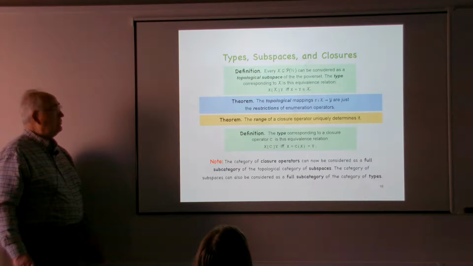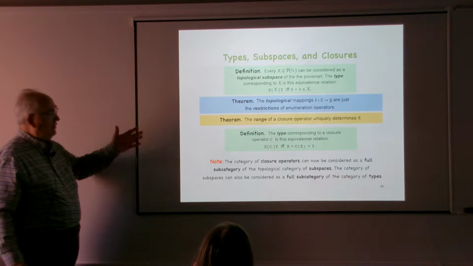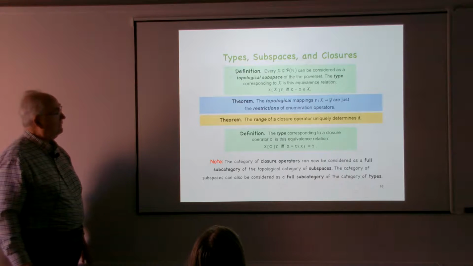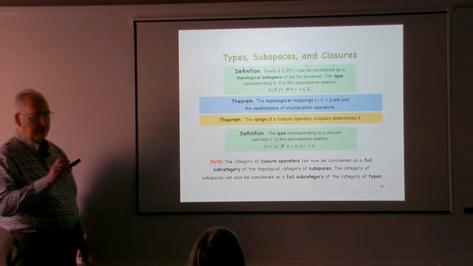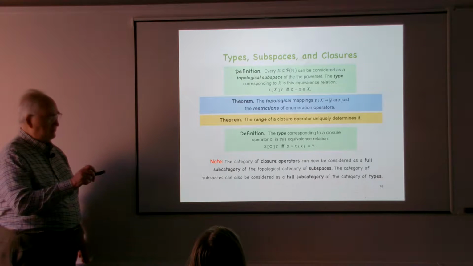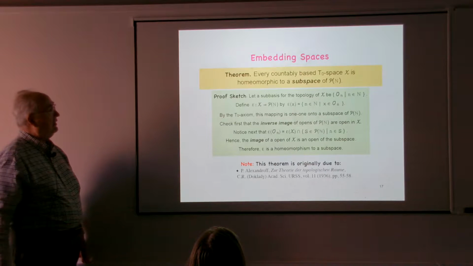And subspaces and closures appear as types very easily there because you can use the identity function on the subspace as a partial equivalence relation. I'm going to have to head a little bit here.